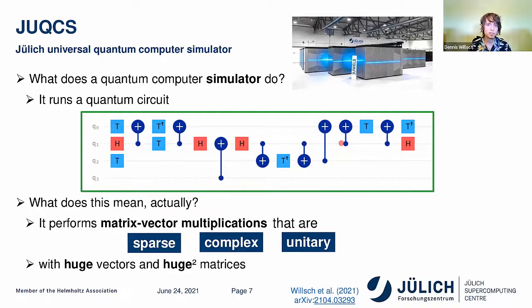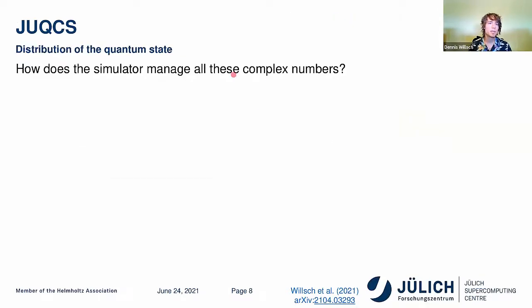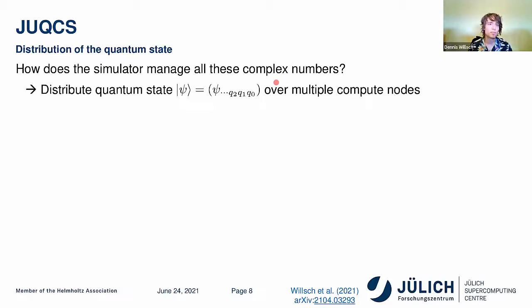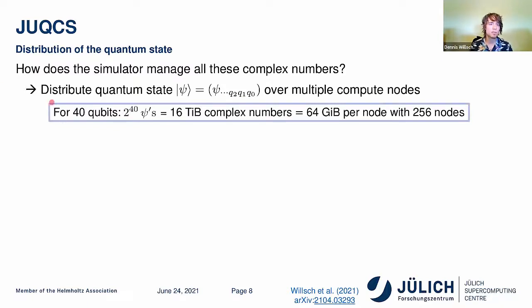So the difficult thing in simulating these circuits is now to manage all these complex numbers, because we've seen there's a lot of complex numbers that describe the quantum computer. So the answer is we distribute those complex numbers over multiple compute nodes. So the memory is actually the bottleneck in these simulations. Let's look at this example of 40 qubits. We have 2 to the 40 complex numbers to manage during the simulation. That is 16 terabytes. And we put them in packages of 64 gigabytes on several compute nodes. In this particular example, on 256 compute nodes.